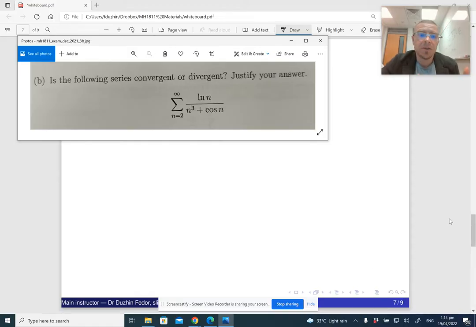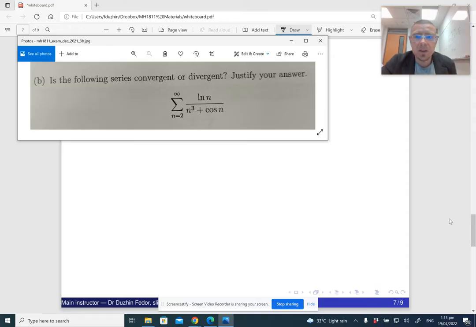So with large values of n, cosine n is between -1 and 1, so n cubed is much, much bigger. So the denominator is positive, the logarithm of n is still positive, so it's just positive. So for series whose terms are positive, convergence is the same as absolute convergence. Well, anyway, how do we approach this?